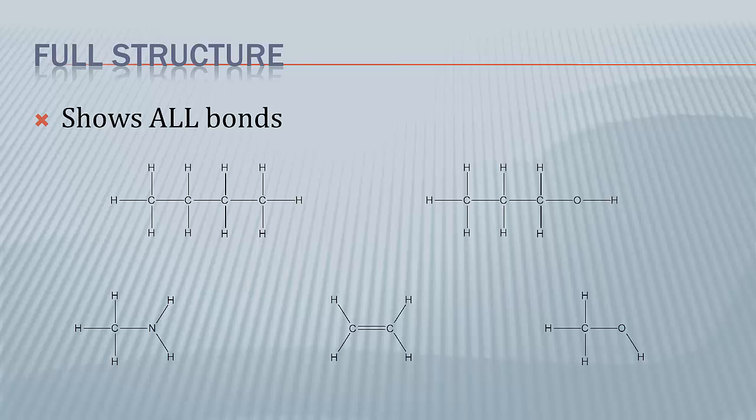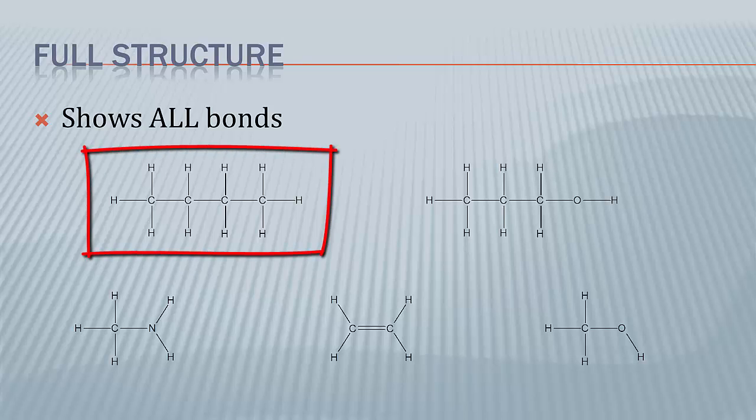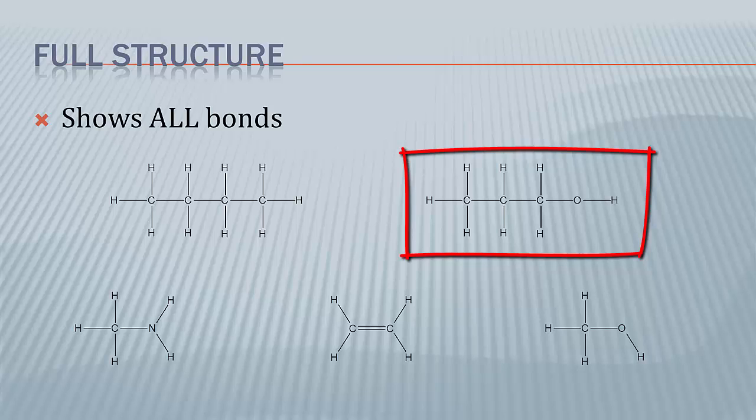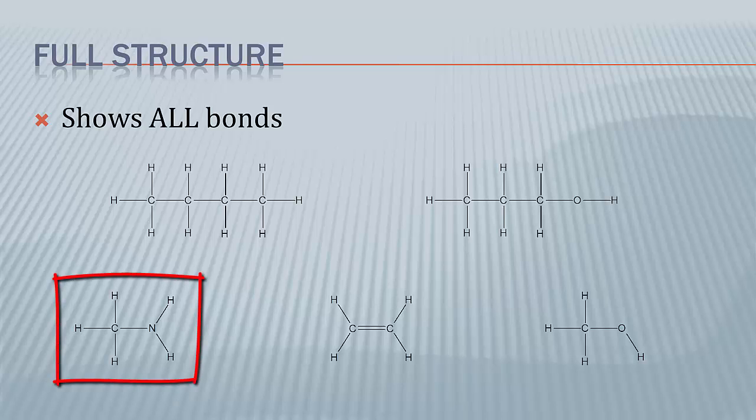Let's start by looking at a full structural formula. This is one that shows all atoms and all bonds. So this molecule here, which is butane with 4 carbons and 10 hydrogens, shows the 4 carbons joined in a line and the hydrogens filling up the bonding spaces. This molecule here, which is propanol, which has 3 carbons, 8 hydrogens and 1 oxygen, is arranged in this way. This molecule is aminomethane with 1 carbon, 5 hydrogens and 1 nitrogen, and they're joined together in this arrangement.